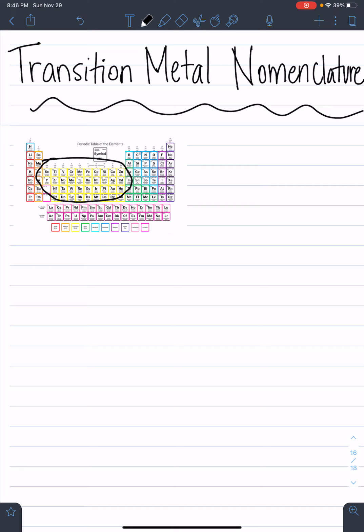Now the reason is that transition metals, metals that are found in this circle, have charges that are not always the same. So you know that anything in this first column right here is always going to have a +1 charge, right? Or anything in this column right here would have a +2 charge. But in this middle part, it's going to have a variable or differing charge. It's not always going to be the same.